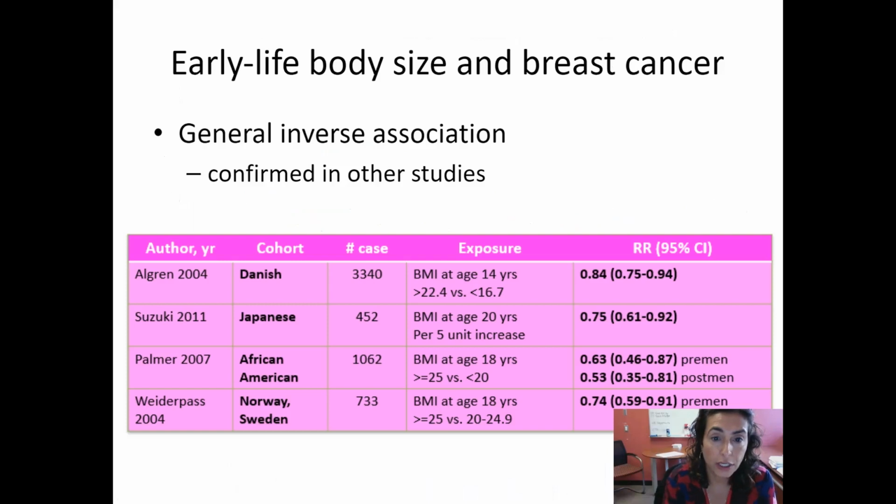And I just want to share these, we are not the only study that has seen this. This has generally been seen in many other studies all over the world and in different racial and ethnic groups, and a fairly similar magnitude of association. You can see these are just 4 other studies that have been published. They may have looked at BMI at different ages, whether it was 14 or 20. But you can see in general this strong inverse relationship: girls that were heavier during this early life period had a reduced risk of developing breast cancer.